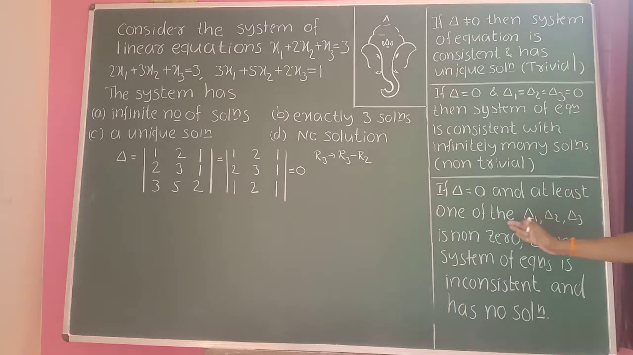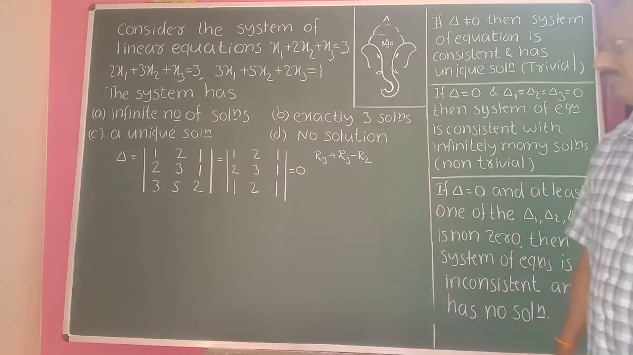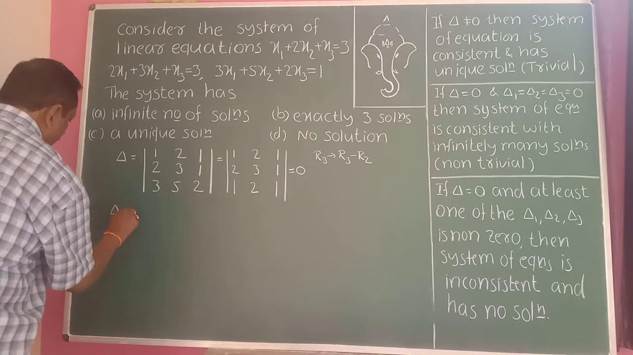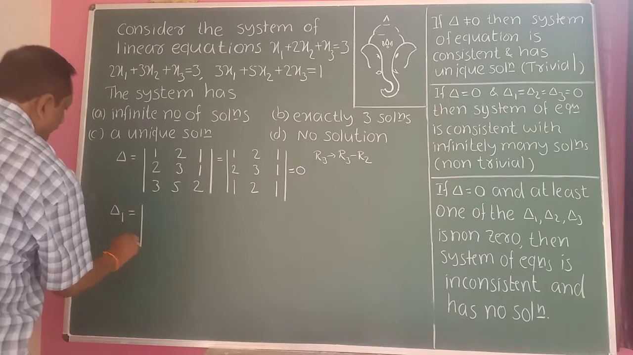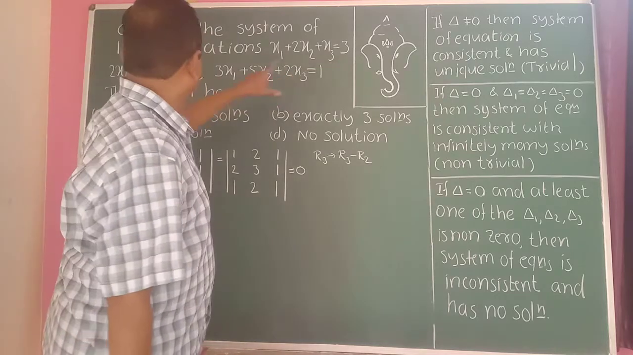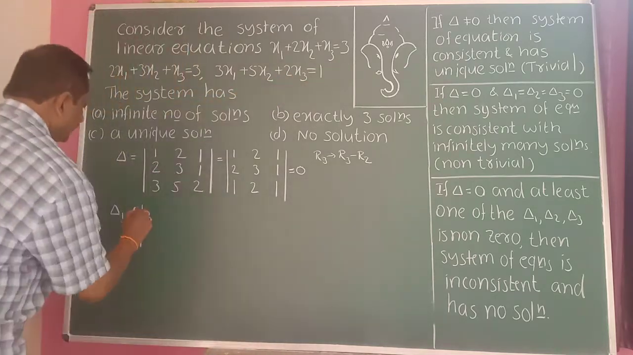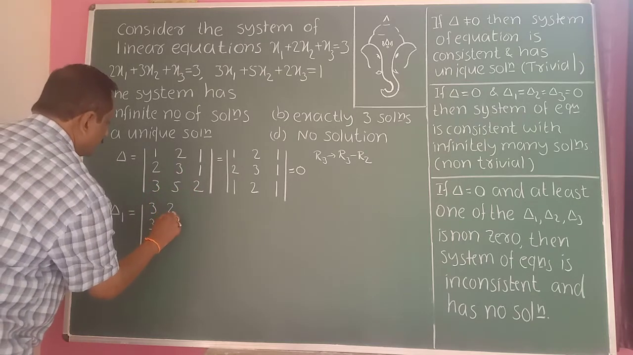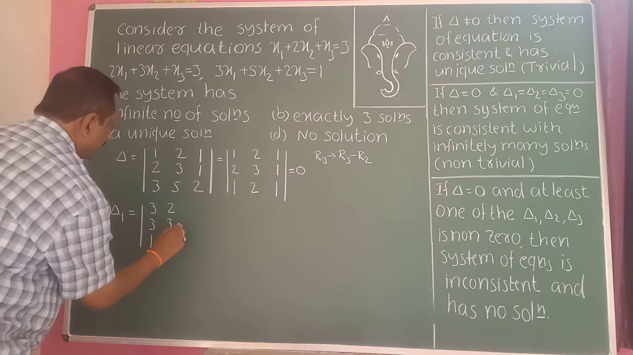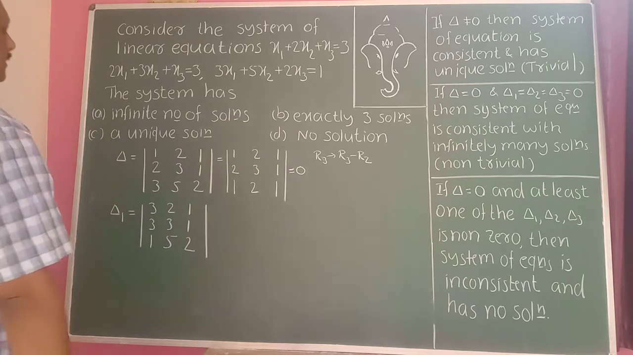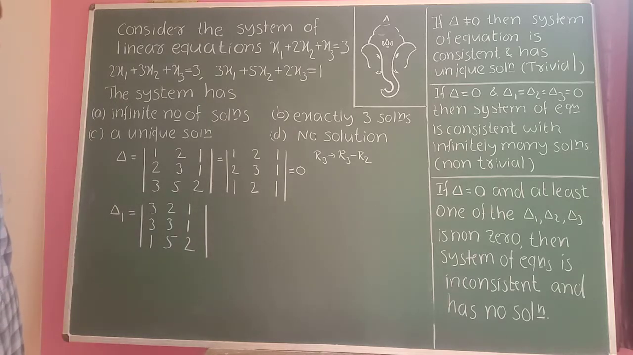And at least any one of delta 1, delta 2, delta 3 non-zero, then it has no solution here. Okay. Therefore take delta 1 here. So delta 1 is equal to the determinant of, replace the first column by 3 and 1, and keep the second and third columns as they are, 2, 3, 5, 1 and 2. Now you simplify.